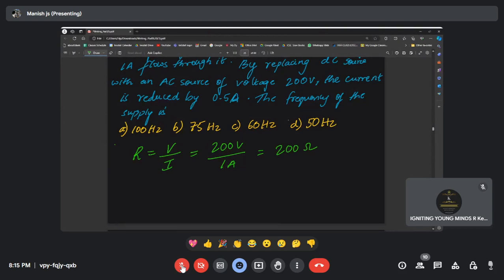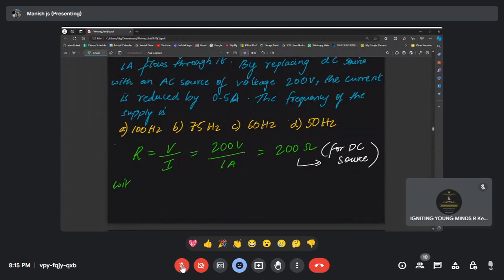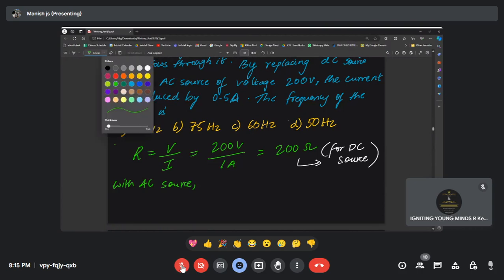Let me write it here. Okay. This is for DC. For DC source, this is the value. Okay. Same way, you go ahead and you try to find out with AC source. With AC source, what would happen in this situation? We want to find out what is the current.